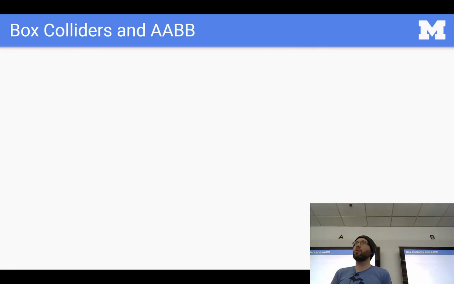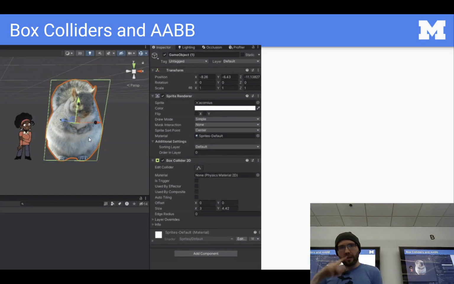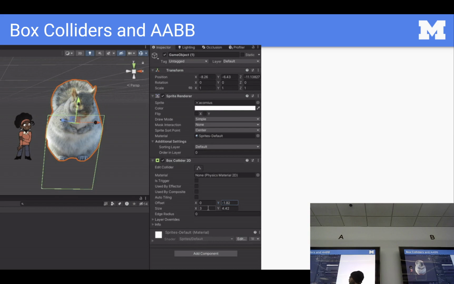And combined with circle colliders, you can get a lot of mileage out of your collisions, especially if you're making games that are a little bit more artsy, a little bit more retro, not super realistic, that's fine. This is a box collider. You can see it in Unity right here. Box colliders are defined by slightly more data. You have an offset, X and Y, but you also have a size in X and in Y.